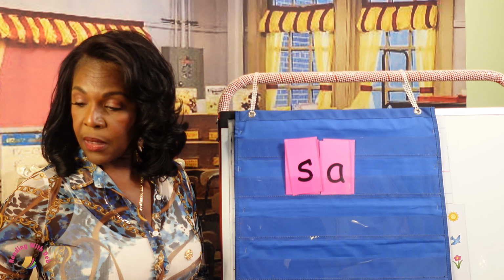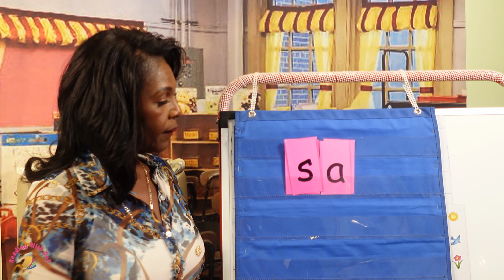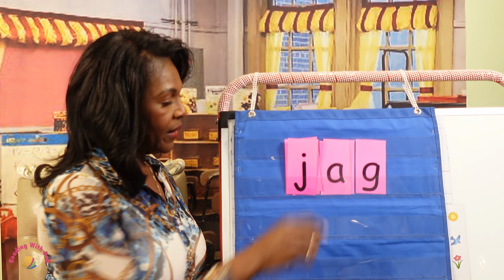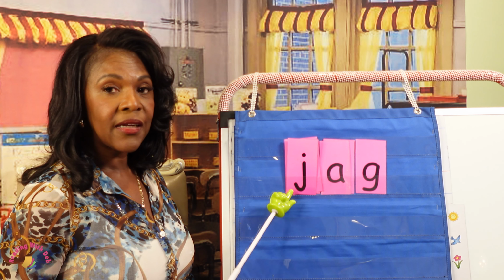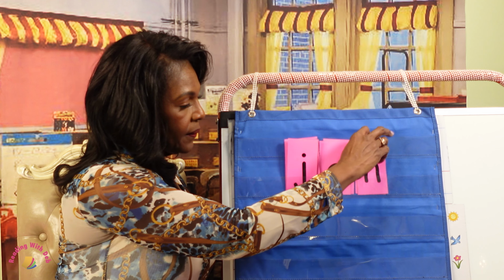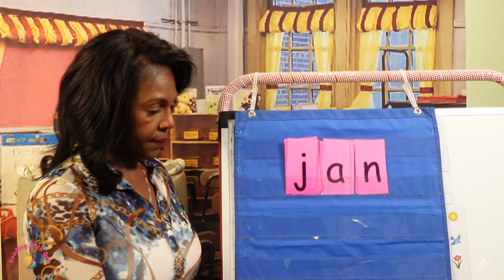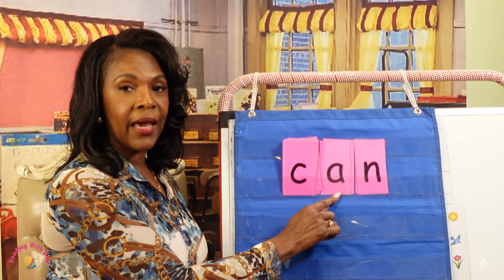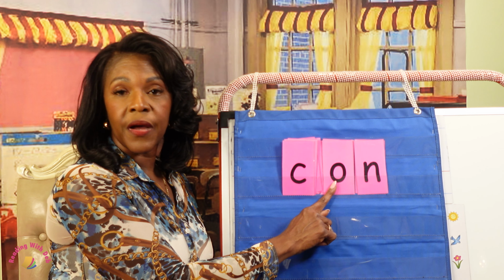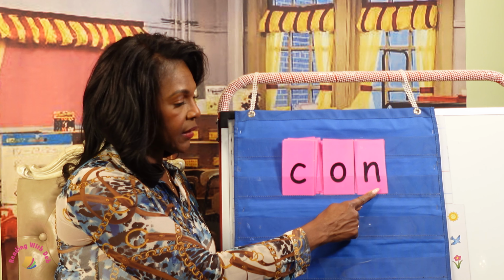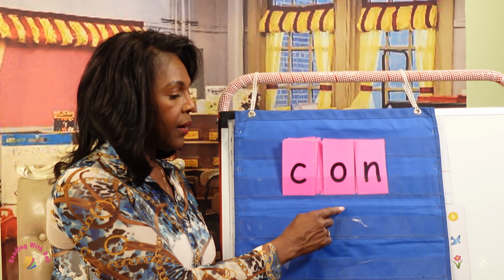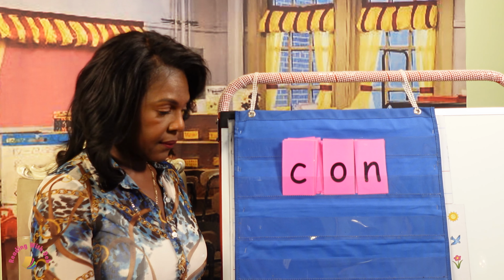Okay, let's put this back. We have sag, and now we have j, a, ja, jag, jan, k, a, ka, can. Now the vowel has changed. It will say the sound because it is closed by the consonant N. K, a, ka, kan.